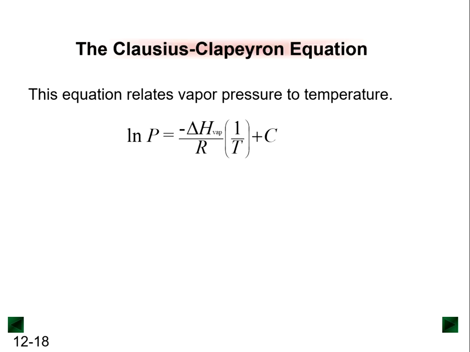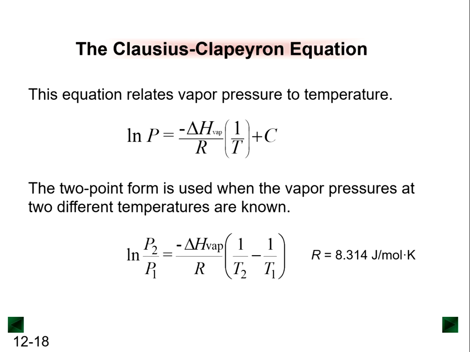An equation that approximately describes this is called the Clausius-Clapeyron equation. There are experimental data, but this gives good estimates of what the values are, where the natural log of the pressure is equal to minus the enthalpy of vaporization divided by the gas constant in energy units times 1 over T, plus a constant of integration.